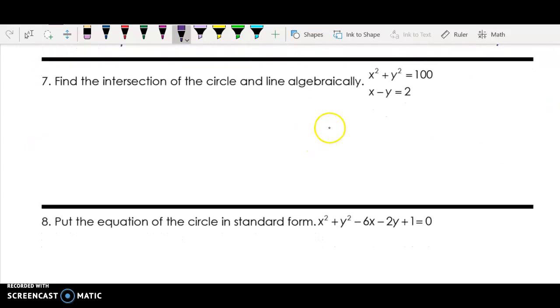Next, we're looking for the intersection of a circle and a line, and we're going to solve this algebraically as opposed to graphically. If we graphed the two and found the point where they intersected, it should give us the same result. But we're going to solve this one algebraically.